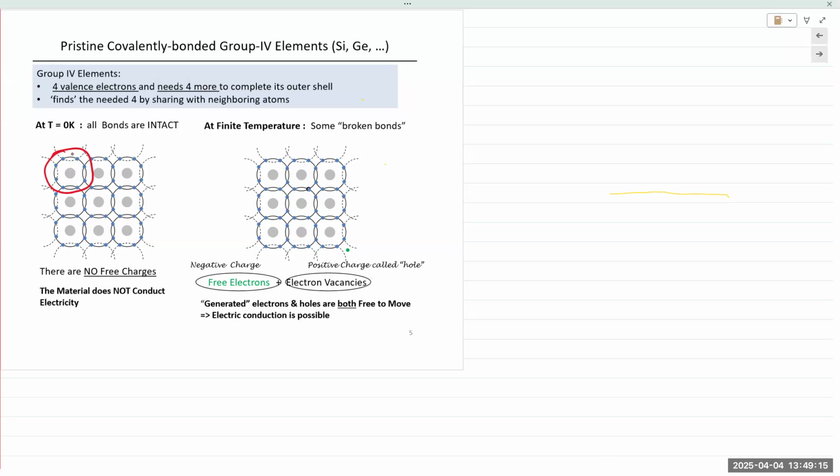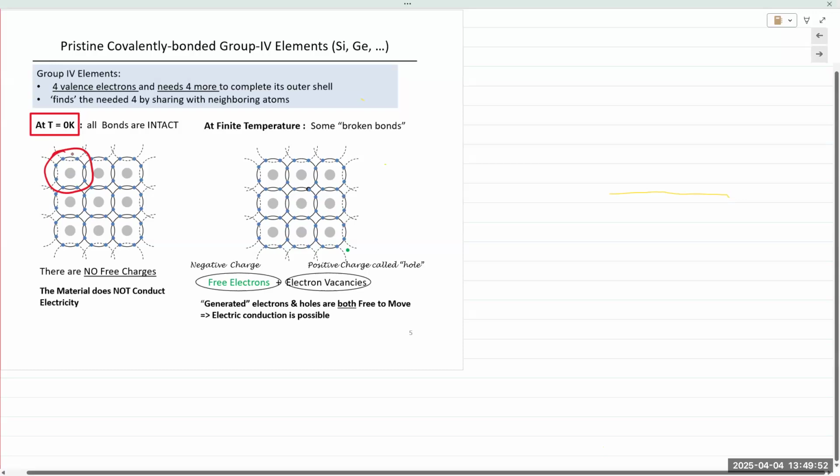Okay. As I said, this is at 0 Kelvin. These bonds are known as covalent bonds, and these bonds are not broken at 0 Kelvin. So if the bonds are not broken, that means the electrons are occupying a certain spot. They are not free to move. If they are not free to move, they are not free to conduct electricity. So at absolute zero, everything's frozen. There's no free electrons.